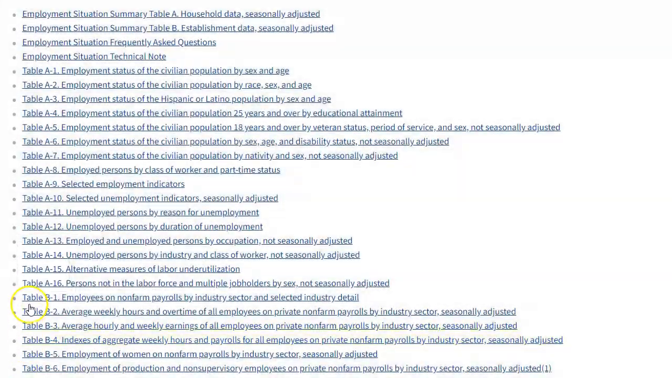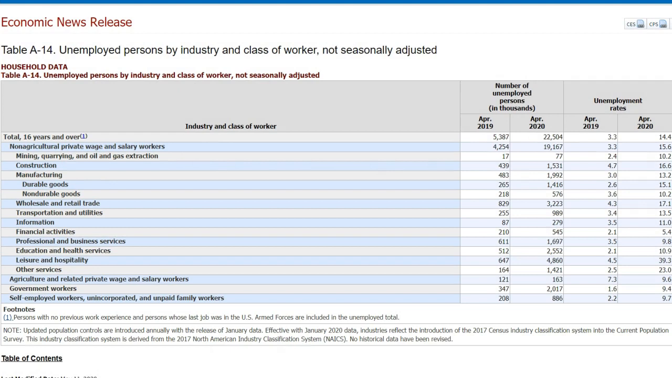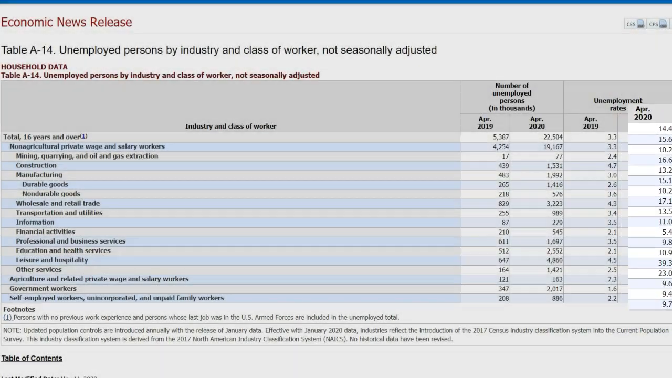So we'll start with table A14. Table A14 is useful because it breaks down the unemployment rate into different industries. So this allows us to easily compare which sectors are doing the best and who's doing the worst. For example, in April, we see that leisure and hospitality had a 39.3% unemployment rate, which was vastly higher than any other category, while the lowest was in financial activities at just 5.4%.